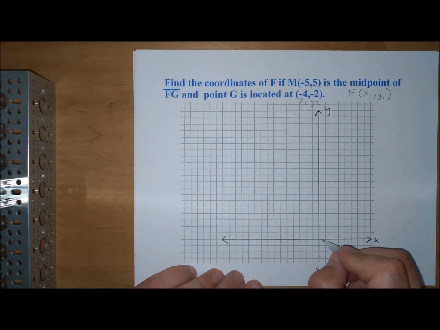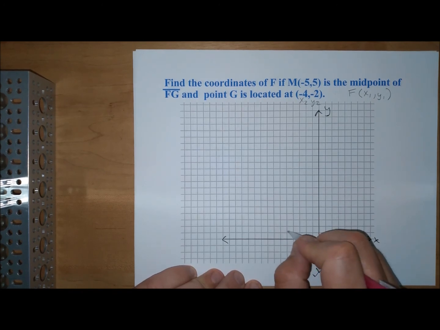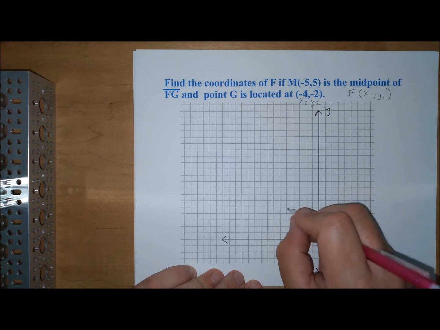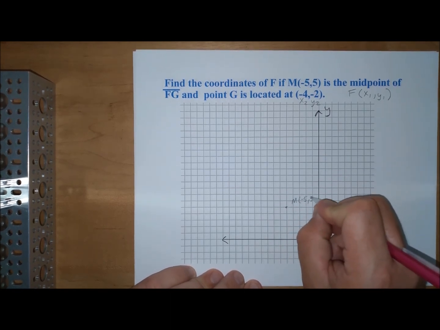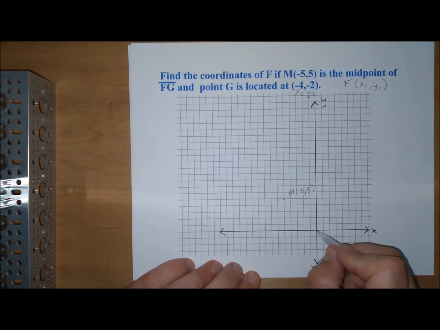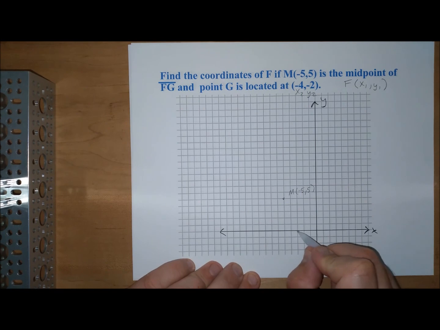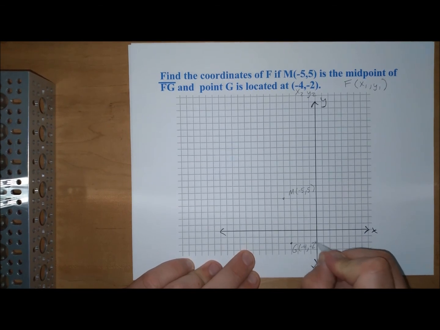M is at negative 5, 5. So I'm going to go 1, 2, 3, 4, 5, and up 5. 1, 2, 3, 4, 5. Here's point M at negative 5, 5. Good. And point G is located at negative 4, negative 2. So I'm going to go 1, 2, 3, 4, down 2. There's point G at negative 4, negative 2.